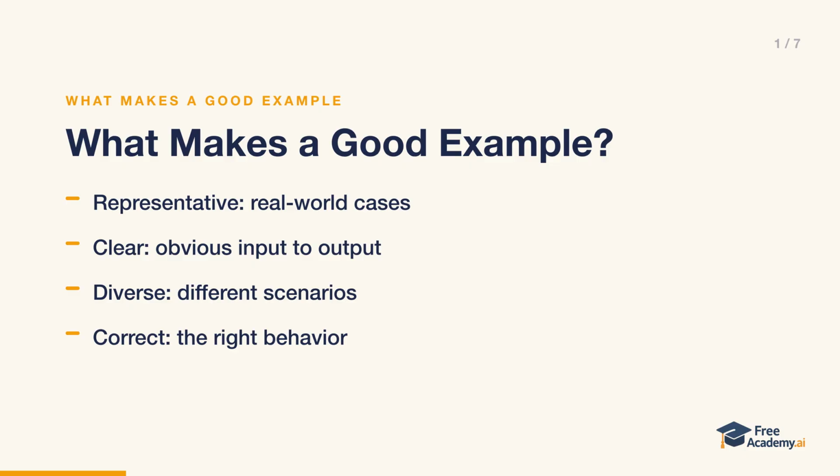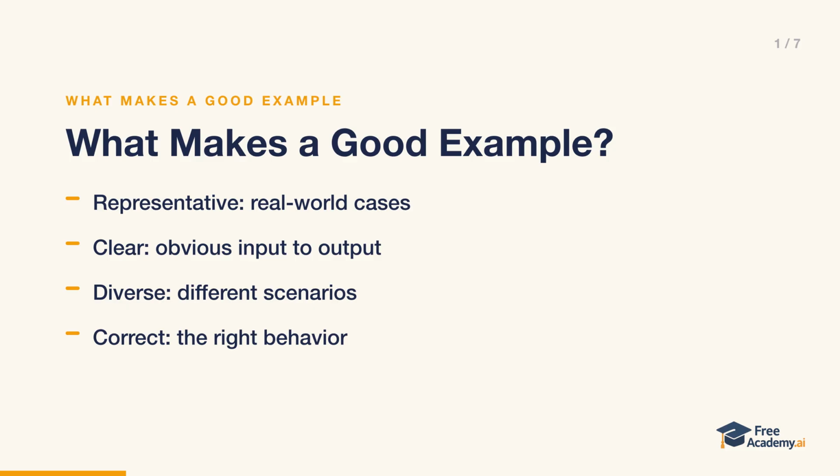In few-shot prompting, you teach the AI by showing it examples. And here's the key idea: the quality of your examples directly determines the quality of your results. Choosing the right examples is part art, part science. So, what makes an example good?